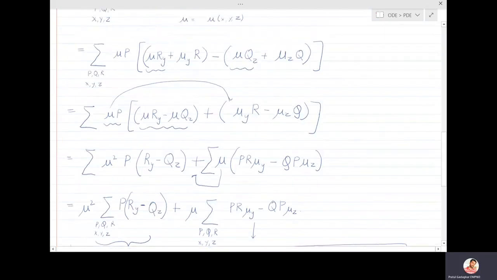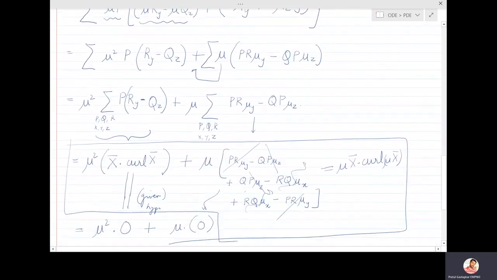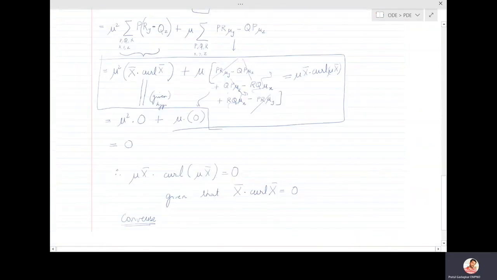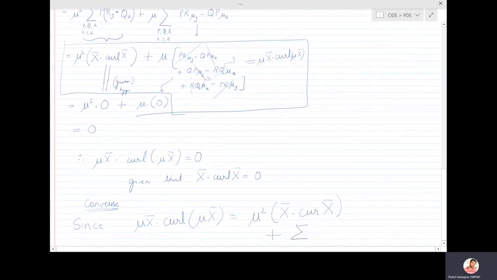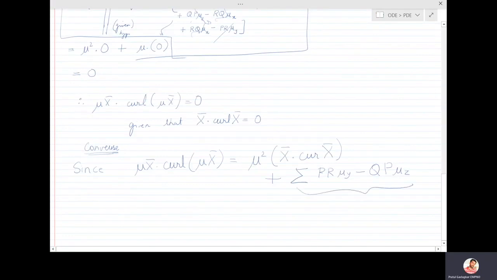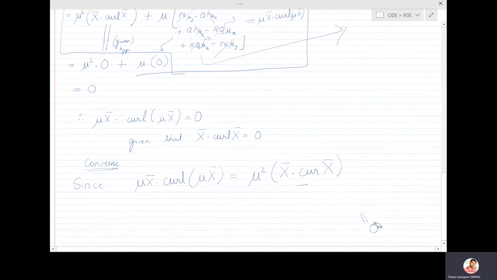See, the left hand side was what? The left hand side was mu x bar dot curl of mu x bar. So mu x bar dot curl mu x bar can be written in this format. This itself will give you your answer, right? See, let me write it. Since mu x bar dot curl mu x bar is equal to mu square into x bar dot curl x bar plus summation of pr mu y minus qp mu z, correct? And we know that this is always equal to zero because all the terms cancel each other, as we have seen here. Okay, so this is always equal to zero, therefore this will always go out of the picture, right?